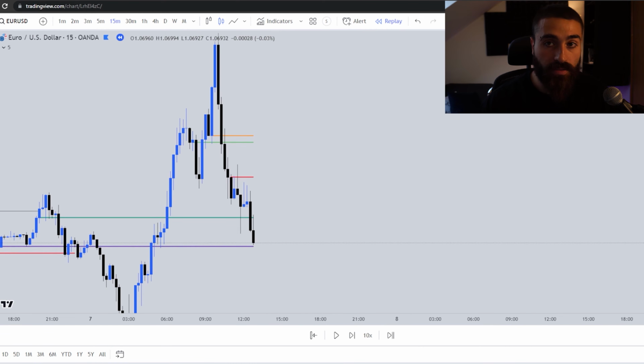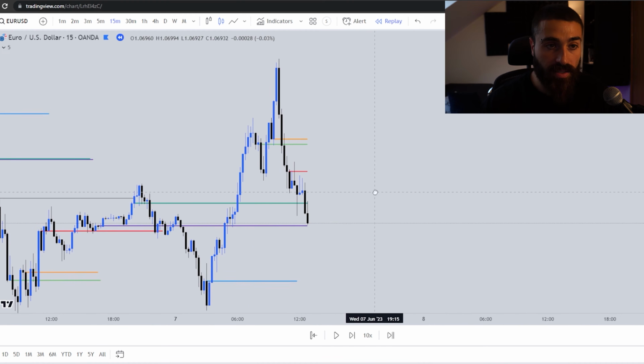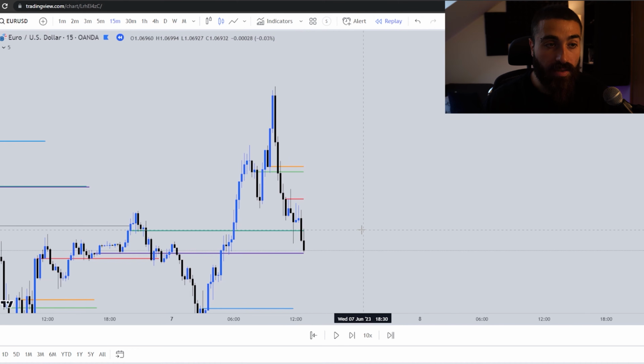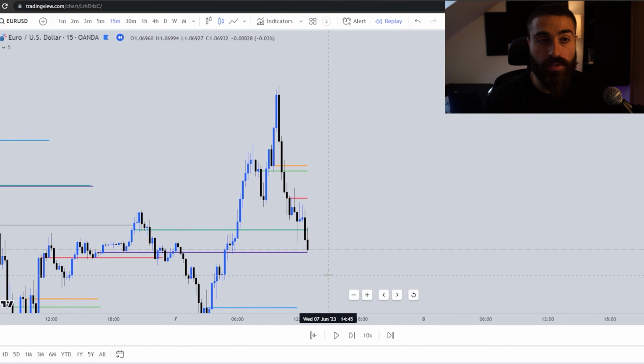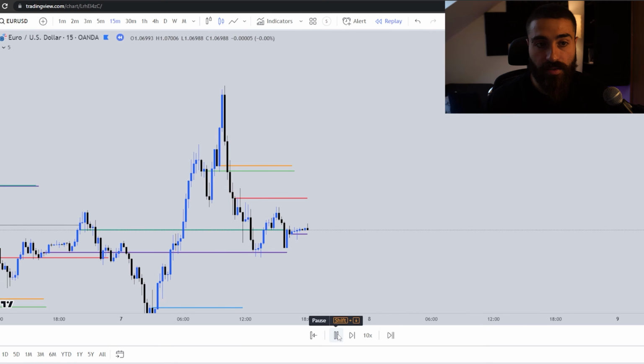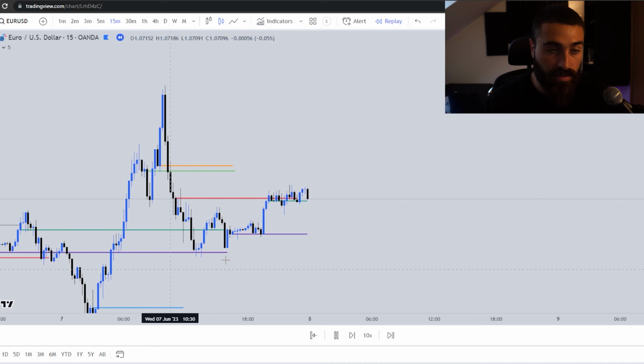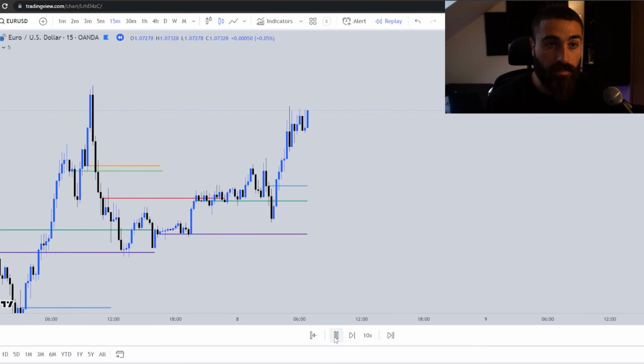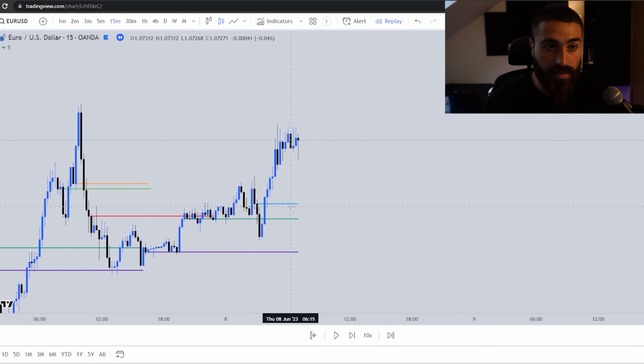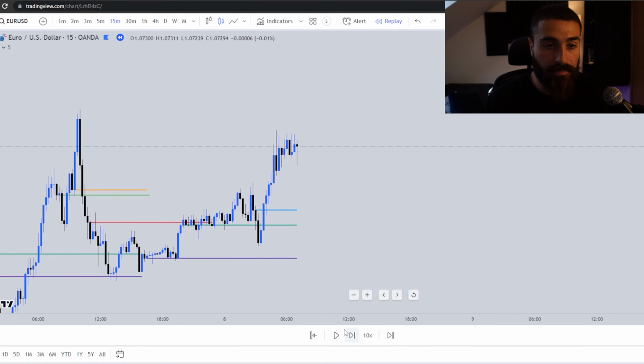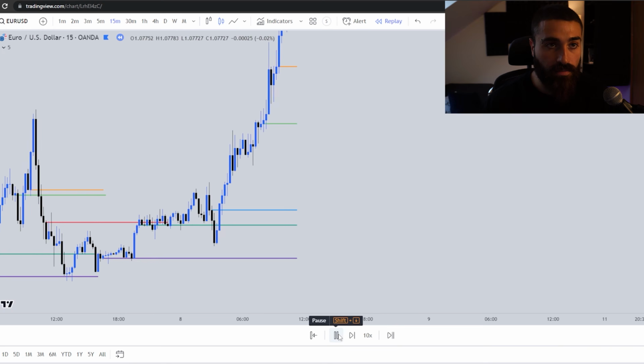Okay, since we broke structure higher and we retested all those sessions right here, which is the internal liquidity that I'm talking about, now what we need to do is to follow the market structure, which is to go higher. Okay, after we took the internal structure right here, the price goes higher, and what does it leave? This London right here and the Asia right here. This is the midnight close where we can see the power of 3, but we're not talking about that right now. We keep going higher.